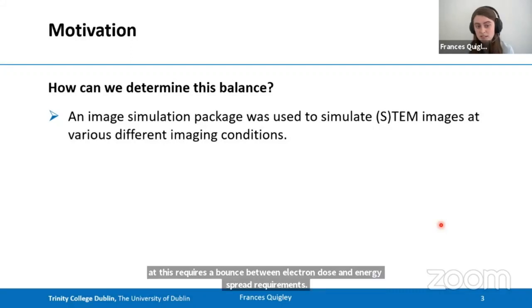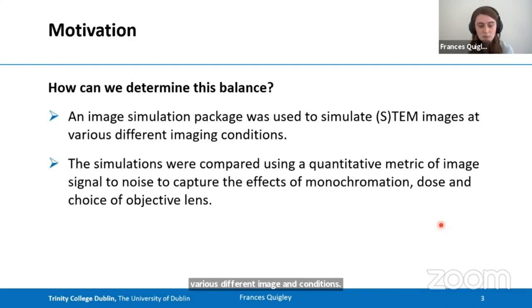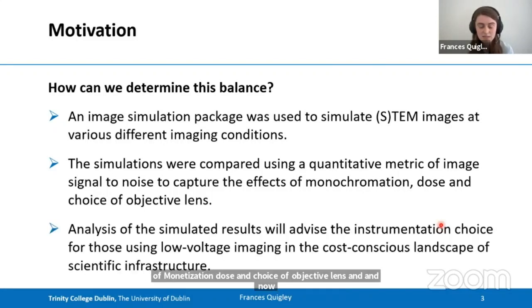So, how can we determine this balance? Well, an image simulation package was used to simulate STEM images at various different imaging conditions. The simulations were compared using a quantitative metric of image signal to noise to capture the effects of monochromation, dose, and choice of objective lens. And analysis of the simulated results will advise the instrumentation choice for those using low voltage imaging in the cost conscious landscape of scientific infrastructure.